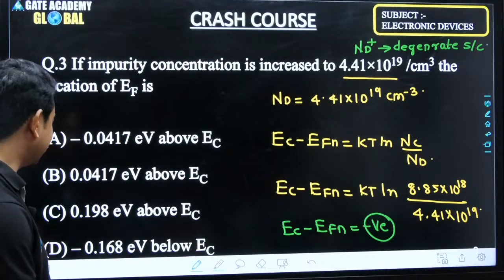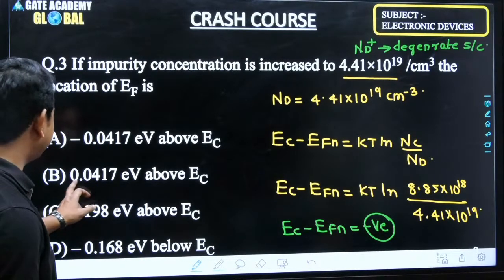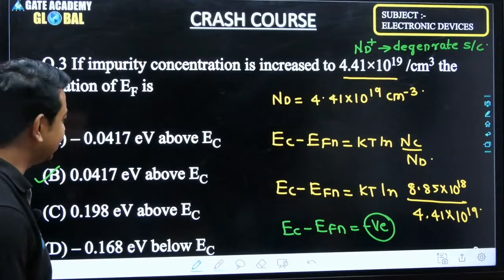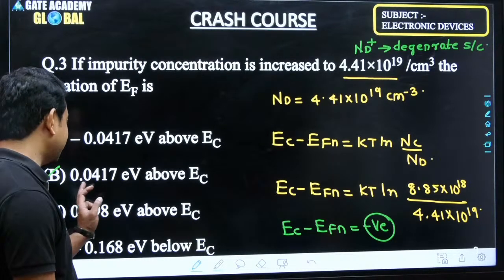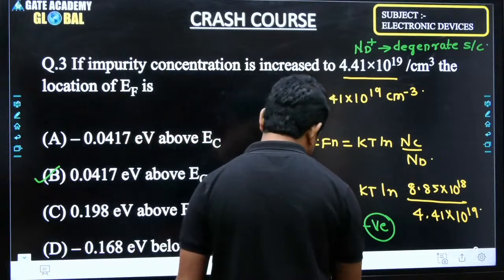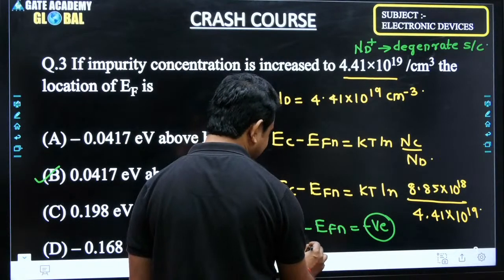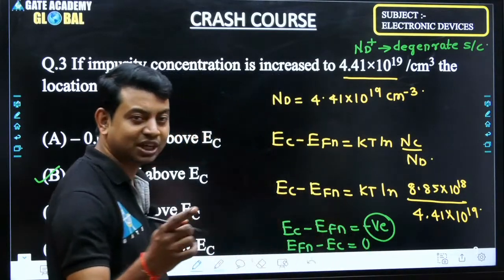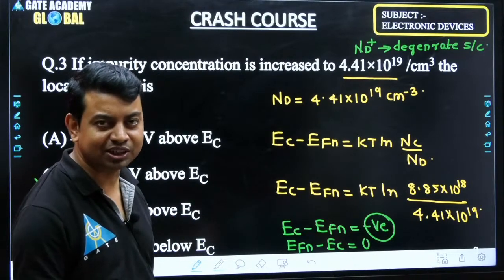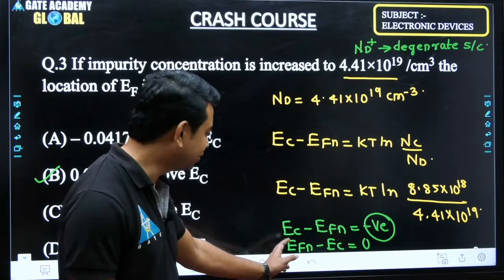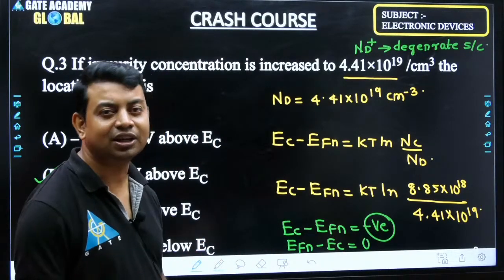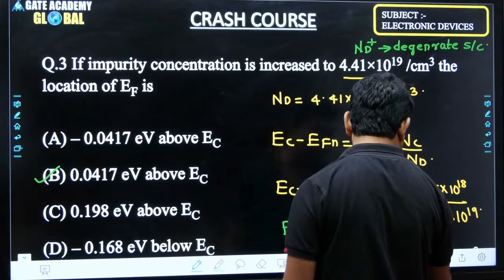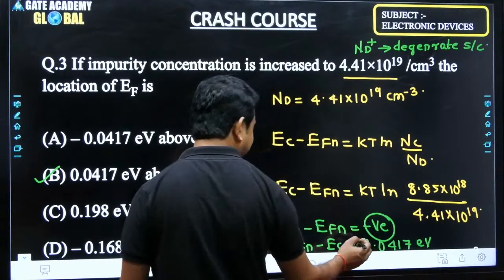Now we are going to get a negative value, and I must say that 0.0417 electron volt above EC will be the correct answer, because whatever value we are getting must be above EC. So I must write EFN minus EC with a positive sign. If I am playing with positive and negative signs, please bear with me for answering this question. I just replace the location as EFN minus EC, then I can write the given value as positive, 0.0417 electron volt. If I write in this way, then I must put a positive sign here.